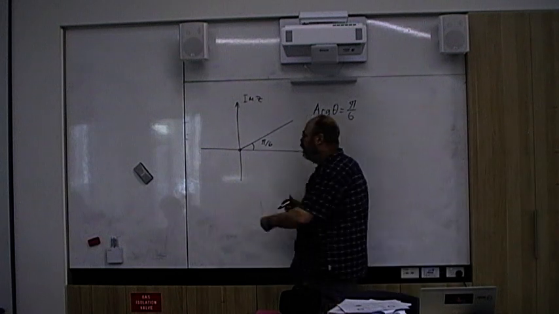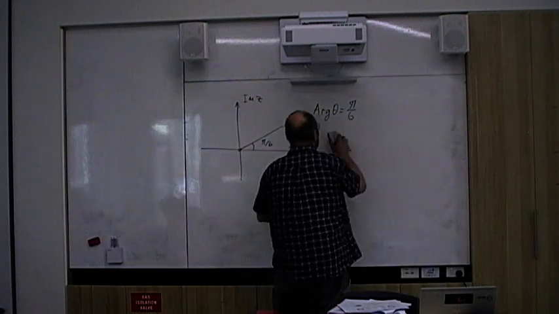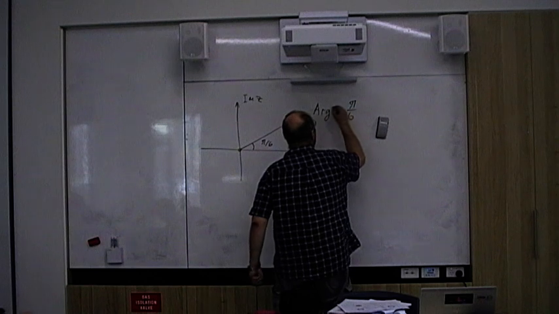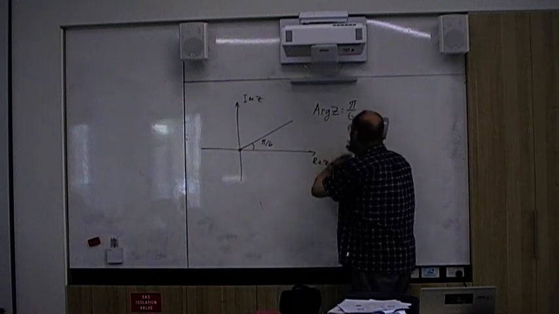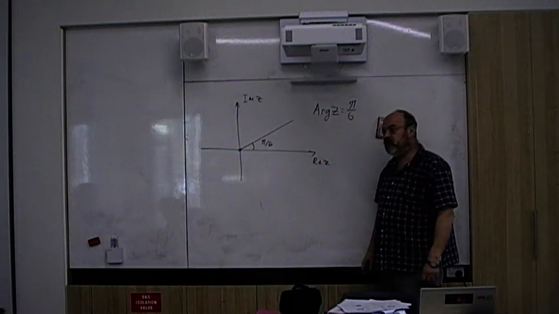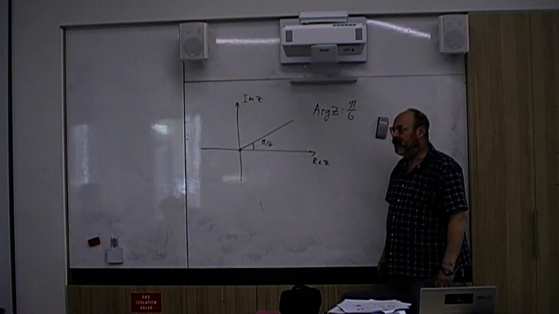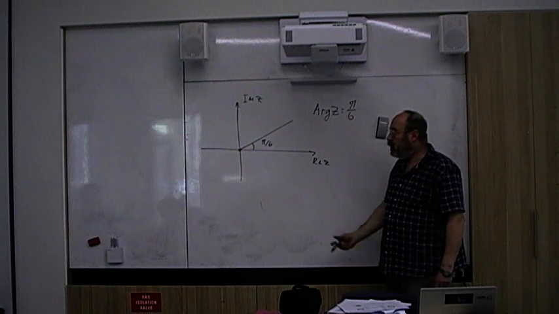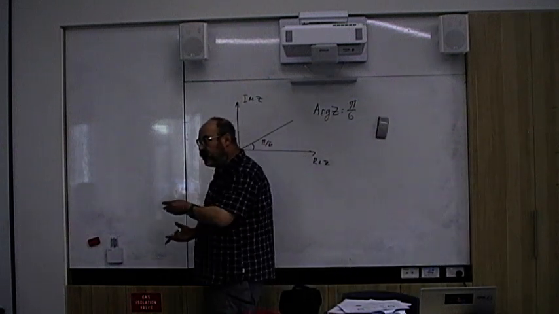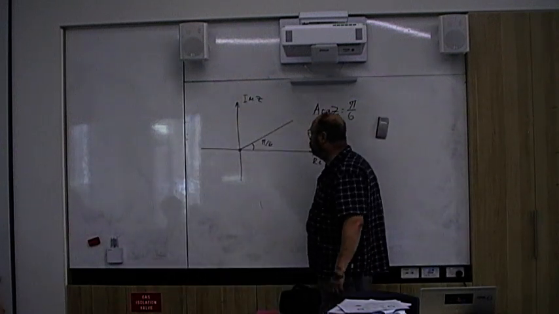So argument z, the argument of the complex number z, equals pi on 6. So argument just means the angle. Is that all it is? Yeah, argument. Remember in the polar form, argument is the angle.